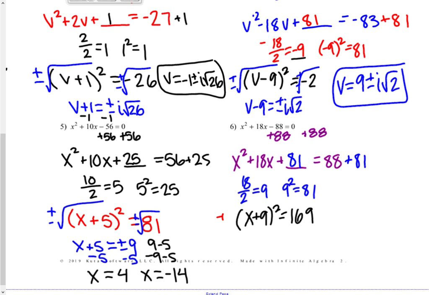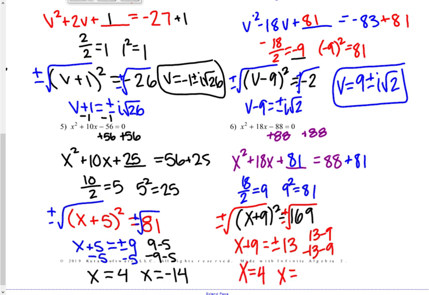Take the square root of both sides. I get x plus 9 equals plus or minus 13. 169 is a perfect square. Subtract 9 from both sides, so remember we need to do a positive 13 minus 9 and a negative 13 minus 9. So x equals 4 and x equals negative 22.